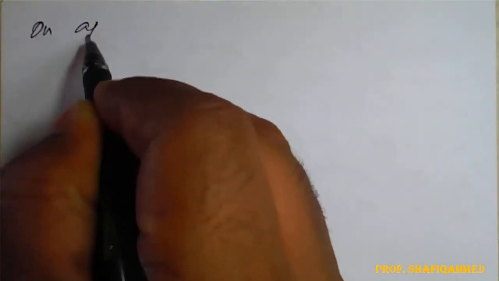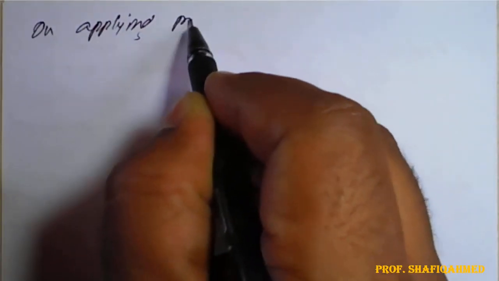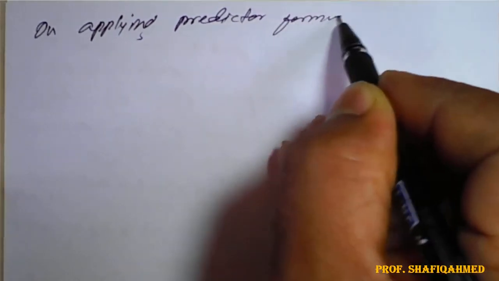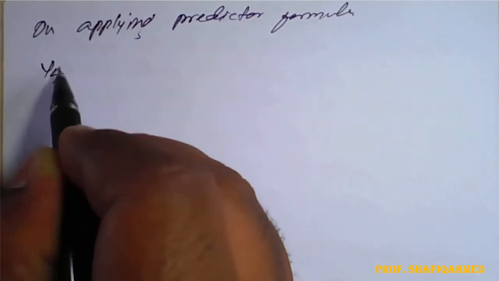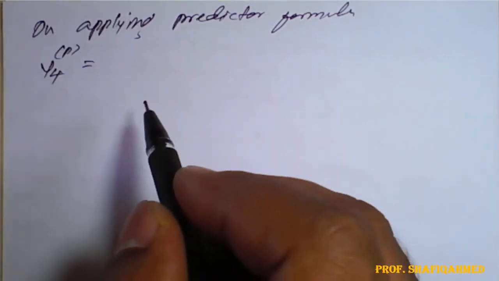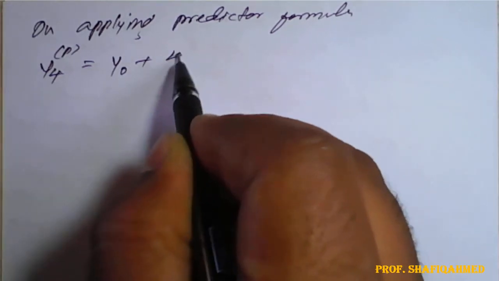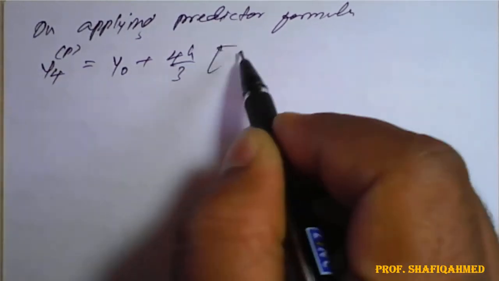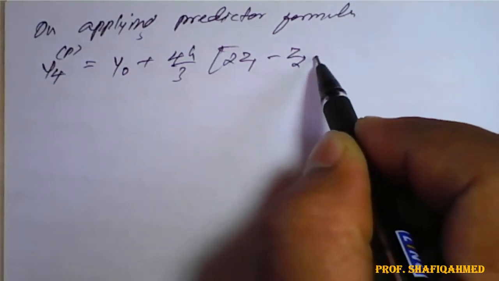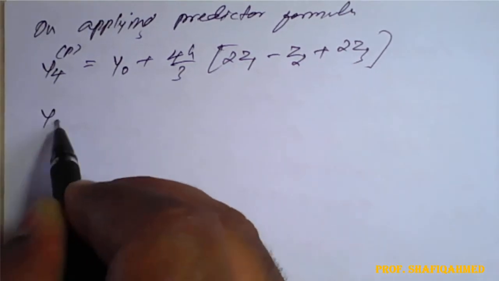So on applying the predictor formula, that is y4 of p is equal to y naught plus 4h upon 3 into 2 times z1 minus z2 plus 2 times z3. So therefore I will apply directly here.